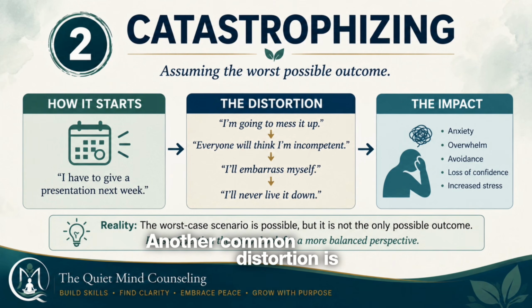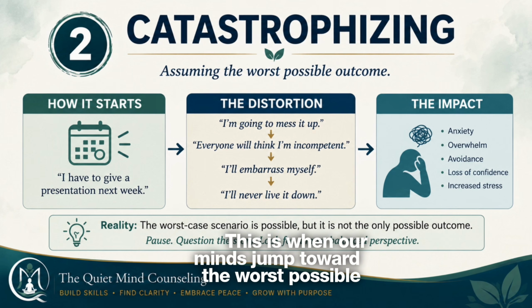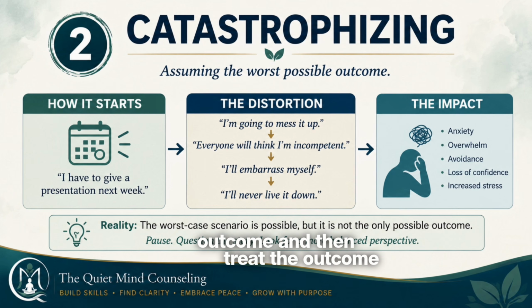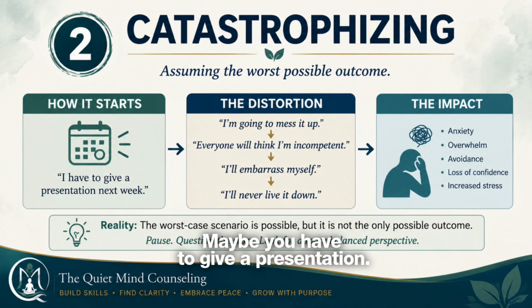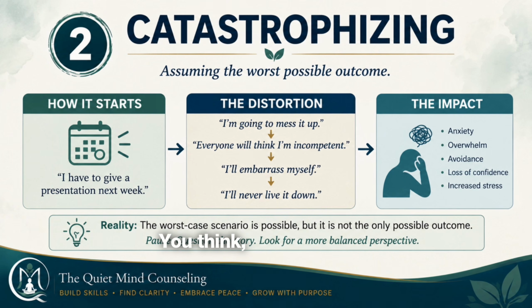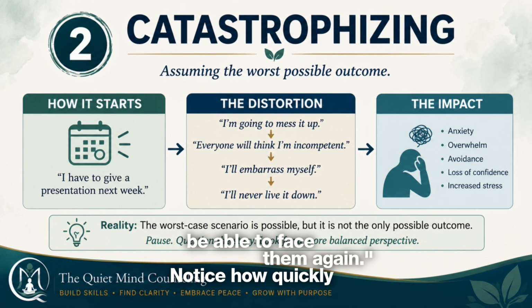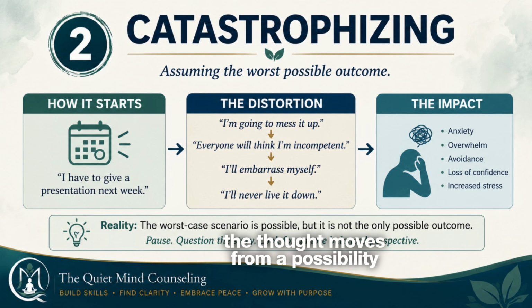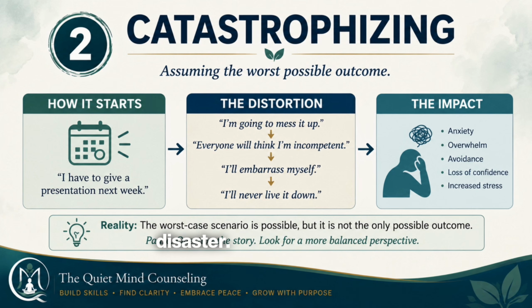Another common distortion is catastrophizing. This is when our minds jump toward the worst possible outcome and then treat the outcome as though it is inevitable. Maybe you have to give a presentation. You think, what if I mess this up? Then your mind jumps to, everyone will notice, everyone will remember, I'll embarrass myself, I'll never be able to face them again. Notice how quickly the thought moves from a possibility to a complete disaster.